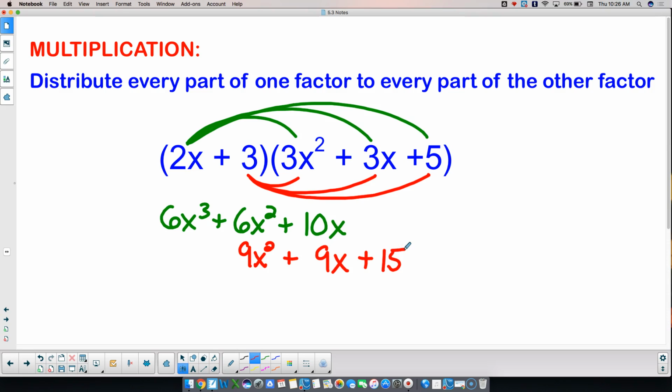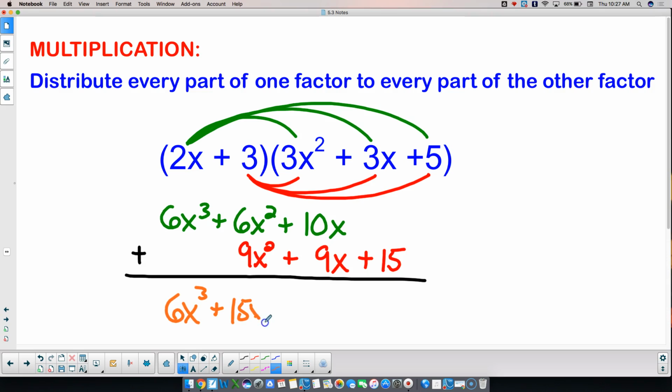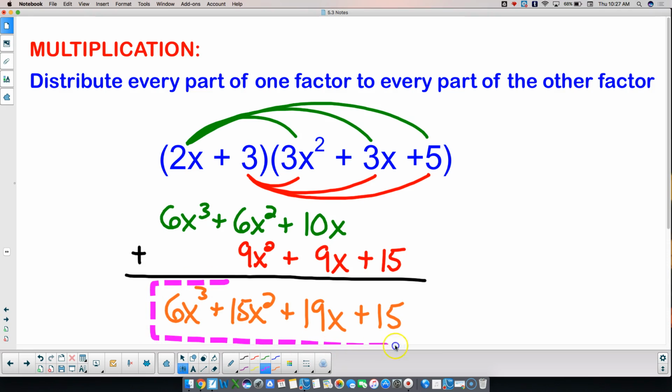Now the reason I do that is because now everything is organized vertically and I can just add them straight on through. 6x cubed plus 15x squared plus 19x plus 15. Okay. Makes it a little easier.